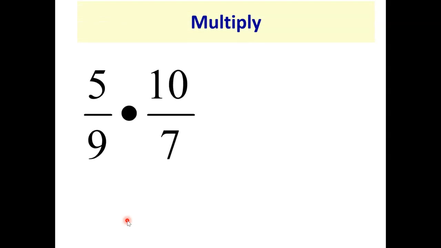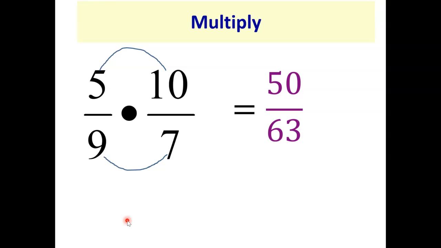5 over 9 times 10 over 7. Now in this case, it doesn't really matter which method you use because none of the numbers can be reduced. 5 and 9, 5 and 7, 10 and 7, 10 and 9. So the only option for you is just to multiply across. Let's do that. 5 times 10 and 9 times 7, that should give me 50 over 63. You see that if we cannot reduce before, we will not be able to reduce after either.